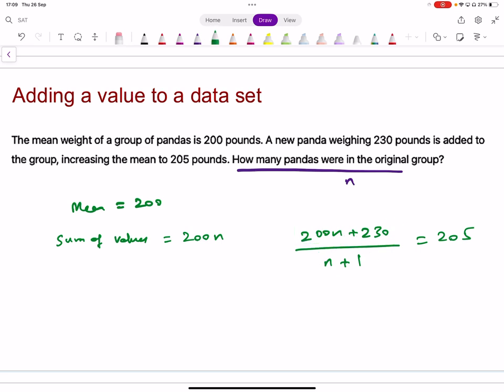You can see whatever that turns out to be, 200n plus 230 equals 205n plus 205, and that gives us 5n equal to 25 and n equals 5. So there were 5 pandas in the original group. Is that okay?